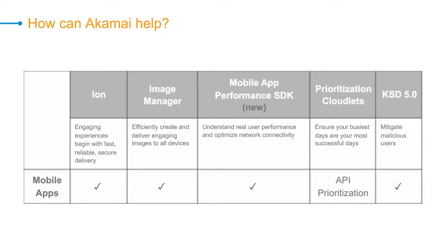Image Manager is used to resize your images based on the device type to ensure that you provide an engaging experience across all your devices. With the addition of a new mobile app performance SDK, we are able to understand user situations and optimize app performance based on last mile conditions. Think of this as an extended Akamai entity sitting in your app, beaming up information that says, here's the scenario the user is in, and here's how Akamai needs to adapt content based on that user scenario.